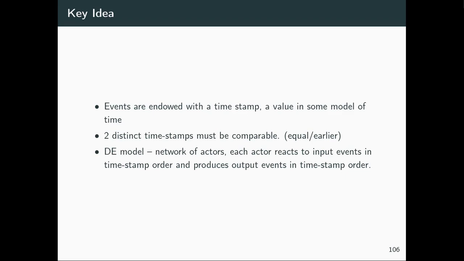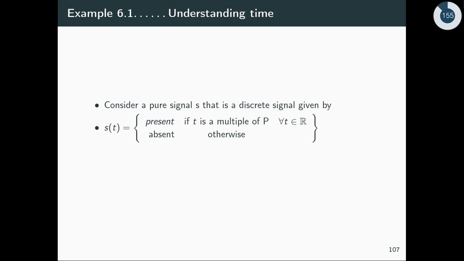Now, in a network DE model, there is a network of actors. Each actor reacts to input events in timestamp order, and most importantly, they produce output events also in timestamp order. Of course, this may sound obvious, but the important thing is that the output being produced in timestamp order also matters in discrete event models.